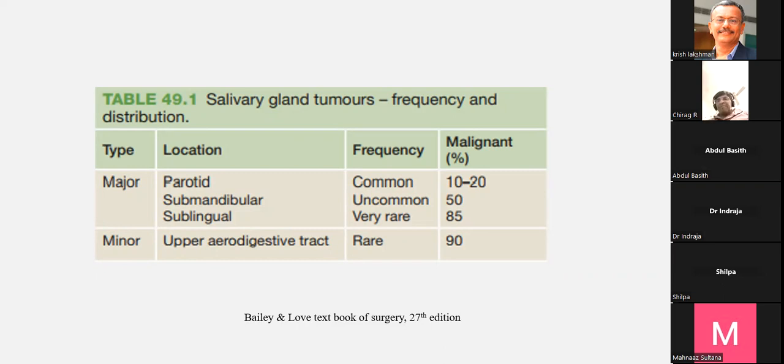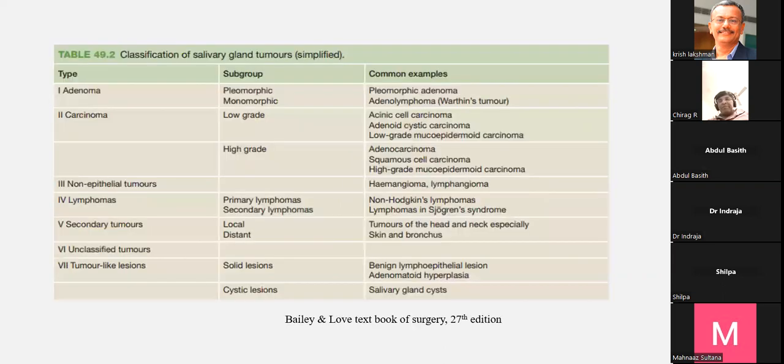The other interesting thing about Warthin's is that earlier, during my student days, for example, it was considered a predominantly male tumor. It was male preponderance of 7 or 8 times that of females. Now it is almost equal, and that is attributed to a more common smoking pattern among women as well. That's another interesting thing about Warthin's.